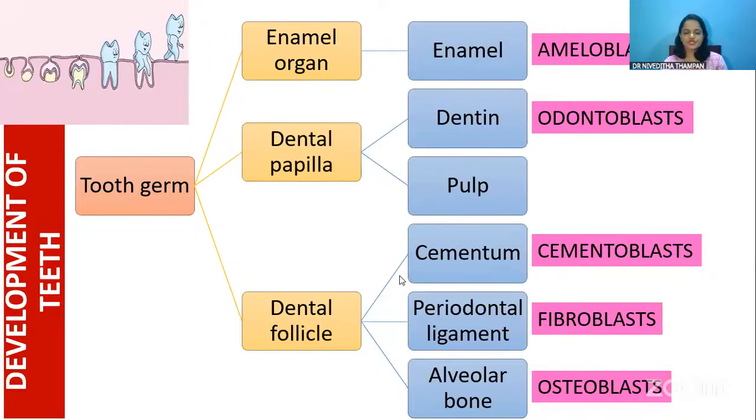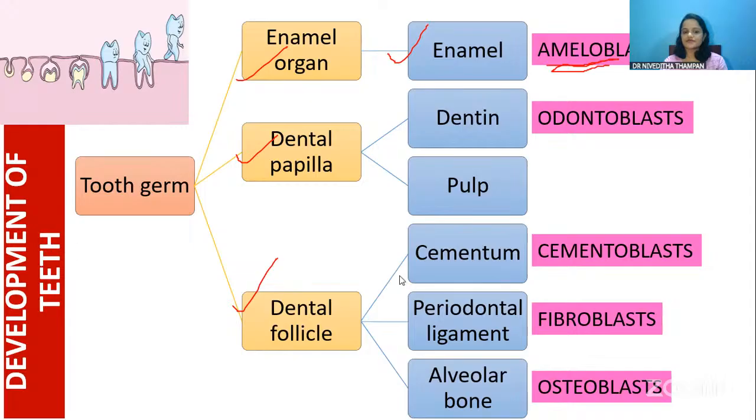So in the tooth germ, you have the enamel organ, dental papilla, and dental follicle. The enamel organ helps in the formation of enamel with the help of ameloblasts. Ameloblasts are the enamel forming cells.